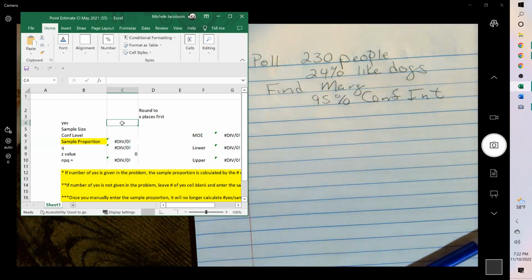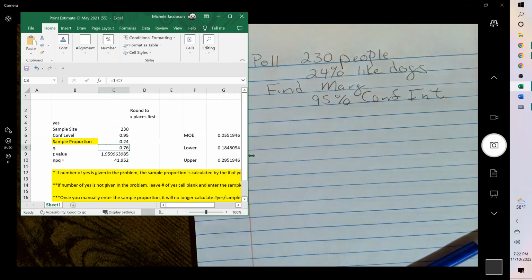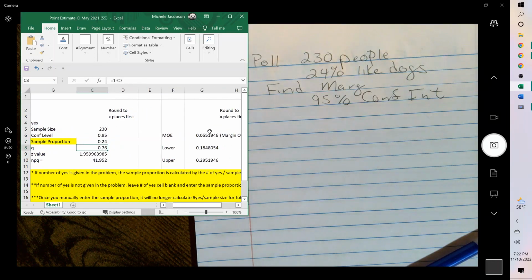So they didn't give us the number of yeses, but they gave us the sample size, which was 230. And the confidence level as a decimal, 0.95. And then the proportion was 24% as a decimal. And the margin of error is right here. If you needed the confidence interval, it's right here. And the Z value or test statistic, 1.95996.